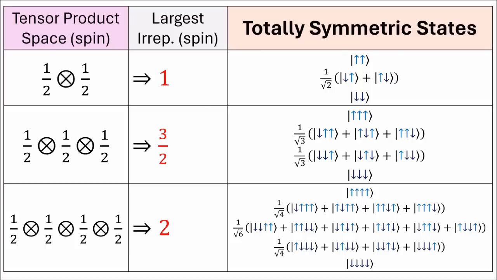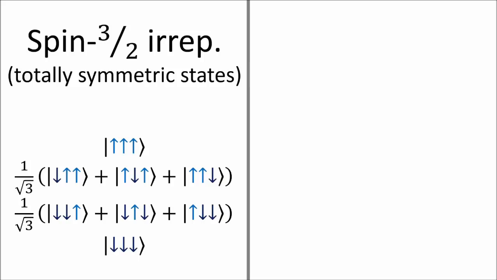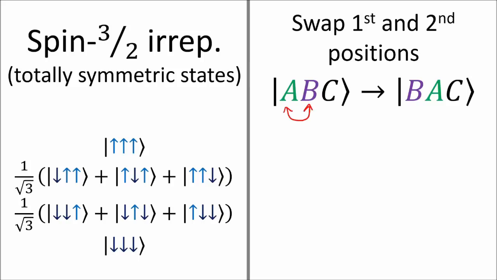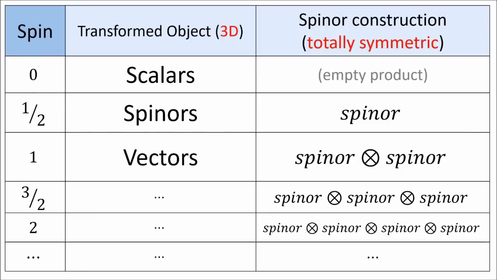The largest irreps inside the tensor product spaces all have the property of being totally symmetric. This means that if you swap any 2 spin values in the basis states, the overall state is unchanged. For example, in this spin 3 halves irrep, if I exchange the position of the first and second spin states in all the basis states, the overall basis states are unchanged. So all the tensors and spin tensors associated with SU2 in 3 dimensions of space can all be constructed as totally symmetric states of some number of spinors multiplied together with the tensor product.